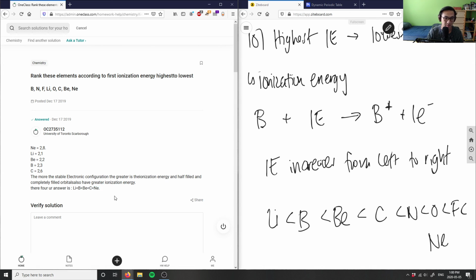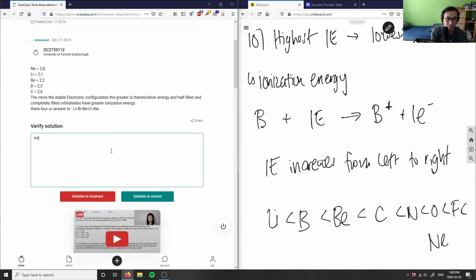So the solution here is incomplete because they didn't really rank the other elements. I'm going to say the solution here is incomplete. I forgot to rank other elements. So I'm going to write the solution here: boron, beryllium, carbon, nitrogen, oxygen, fluorine, and finally neon.